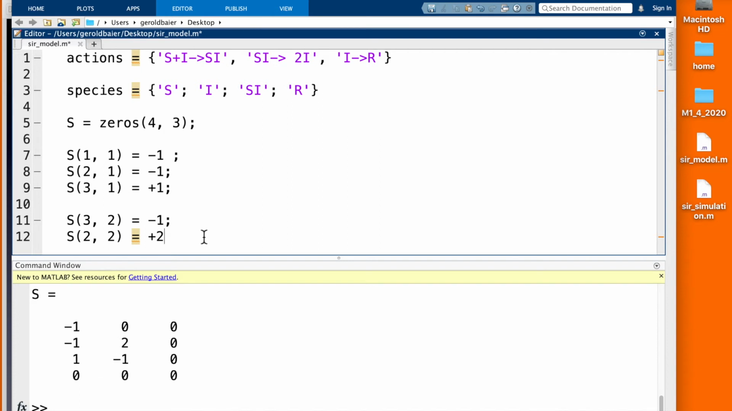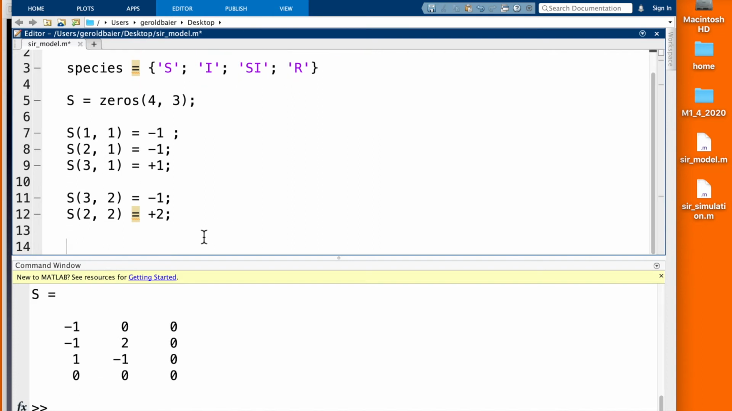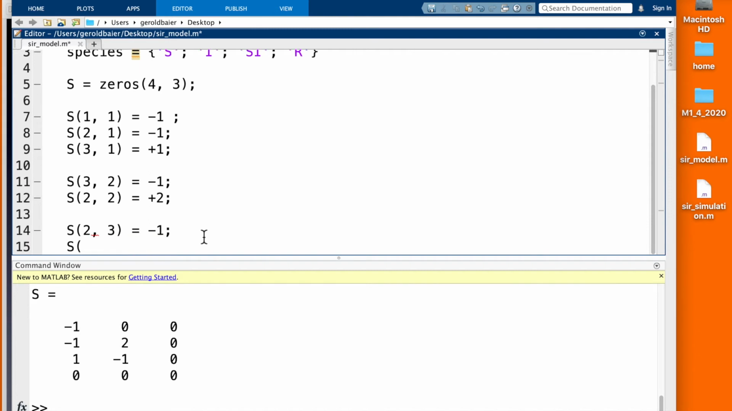We can now see it implemented in the command window below, and in the meantime I'll start finishing all the entries. So eventually the infected people will turn into recovered. So in the third reaction infected people will again decrease by 1, and at the same time species number 4, which are the recovered, in the same reaction will increase by 1. And that gives us the final stoichiometry matrix with all entries according to that model.